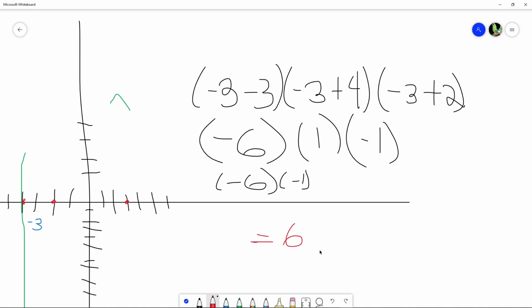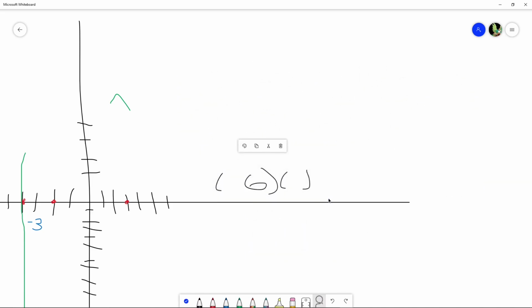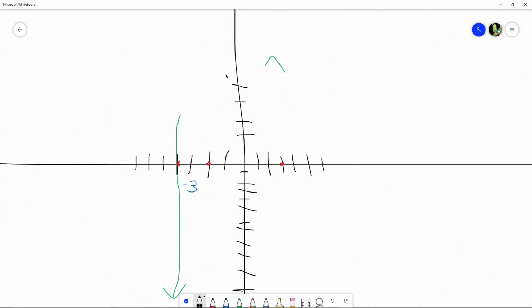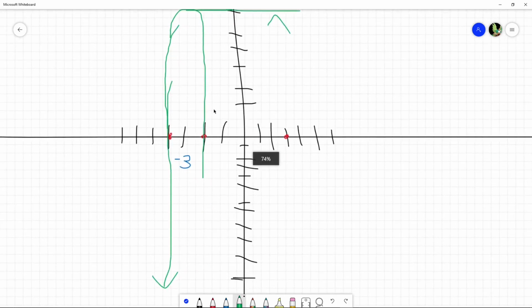Alright. So now that we have that, I'm going to erase this. So our turning point is going to be at the y-value of 6, right here. So now we know that we go up until we reach the turning point at 6 right here. 6. And go down once again. It lines up.